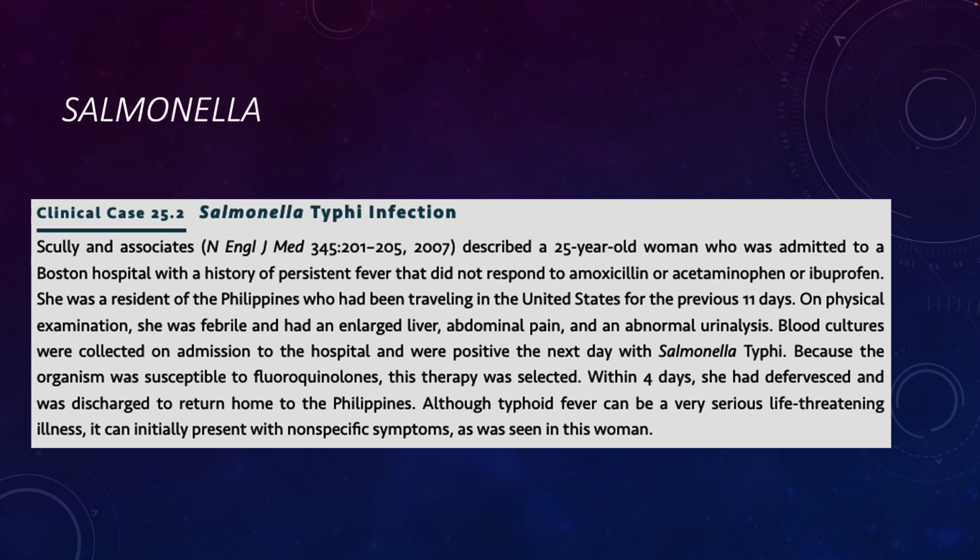So the majority of the Enterobacteriaceae grow pretty quickly. In laboratory settings, they can replicate every 15 to 20 minutes. So if you grow them on a plate, you see them the next day. The organism was susceptible to fluoroquinolones, so that was the drug of choice. Within 4 days, she had lost her fever and was discharged to return home to the Philippines.